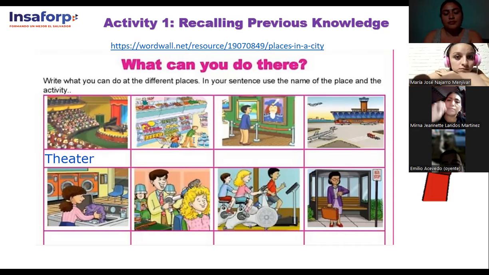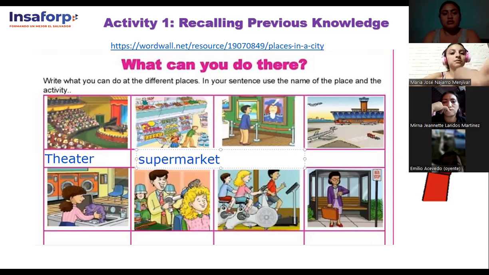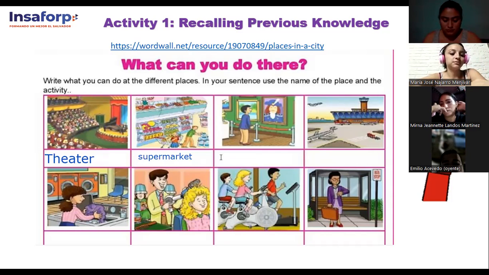Okay, what is the second place? Supermarket. What can you do at the supermarket? We can buy groceries. You can buy the groceries, all the things you need for your house and for your life.